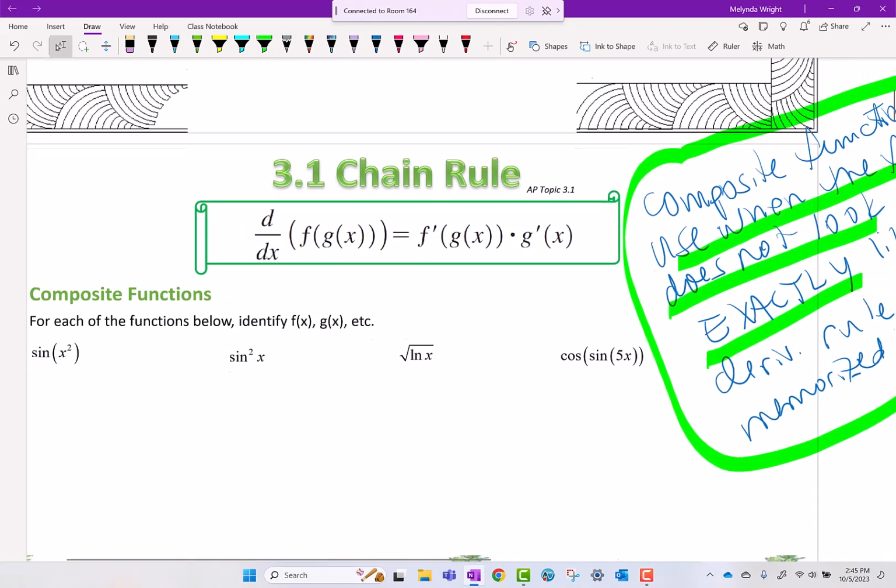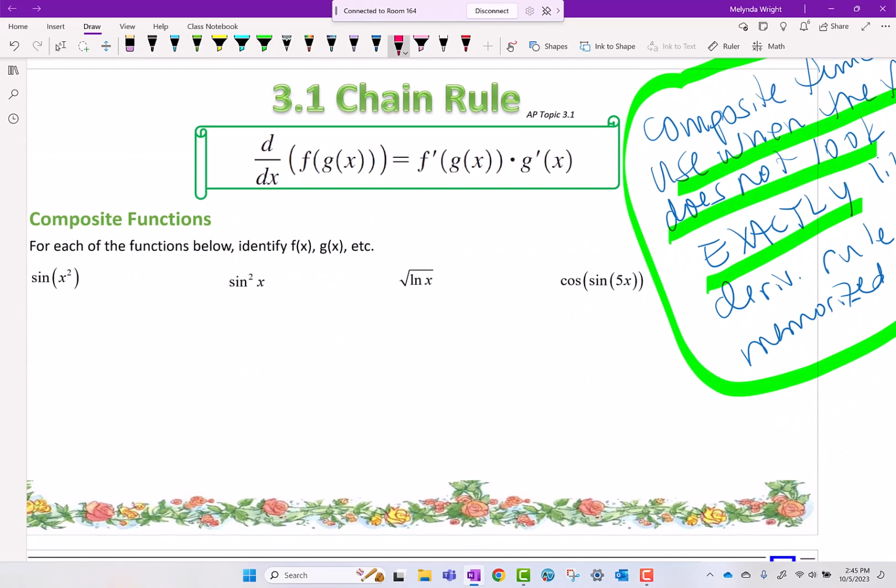So how does the rule work? Here's our composite right here. And I like to think about them as layers, or an onion. Now, I am not a cook, so I really don't have a lot of experience with onions. I know it's kind of embarrassing, but I know that there's lots of layers to an onion, right? And so that's what a chain rule is. It's got a lot of layers to it.